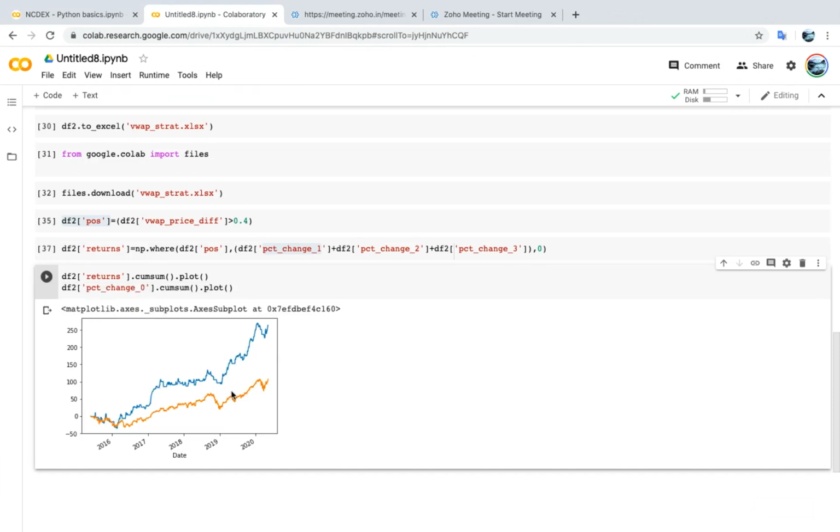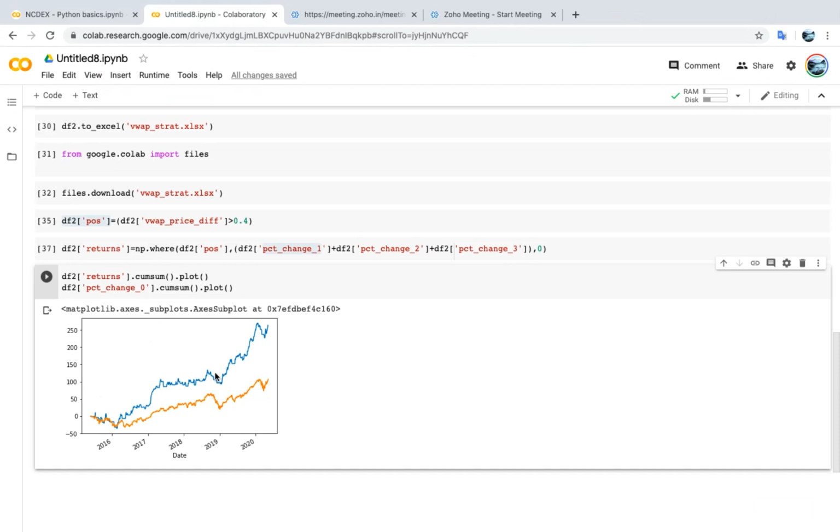So the percentage change of every day, if we would have taken position, is coming to approximately 75 to 100%, and the strategy gave returns of around 250%, and the strategy looks more stable than the normal percentage change of Apple stock itself.